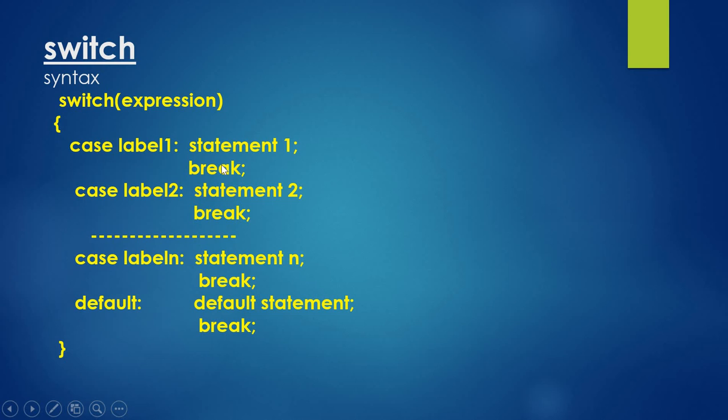What is the use of this break statement? The break statement is used to exit from this loop or exit from this block. This break statement is used to exit from this switch block. If this expression is equal to label 1, statement 1 is to be executed. After that, break means after this statement 1, it will exit from this switch statement and execute the statement after the switch statement. That is the use of the break statement in switch.